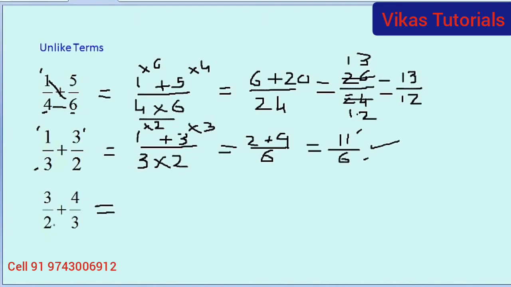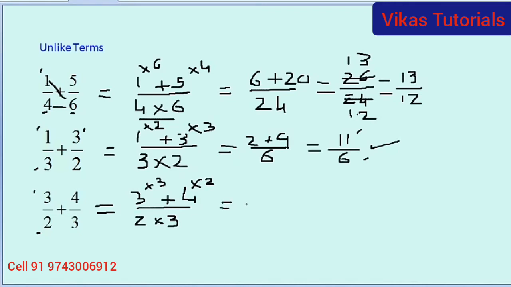Okay, this example: 3 by 2 plus 4 by 3. Again, first denominator 2 into 3. Multiply both the denominators. Later on, the first numerator is 3. I write 3 here and multiply it with the second denominator, which is again 3. Okay, plus sign in between. Then the second numerator is 4. Multiply with the first denominator, which is 2. 4 into 2.